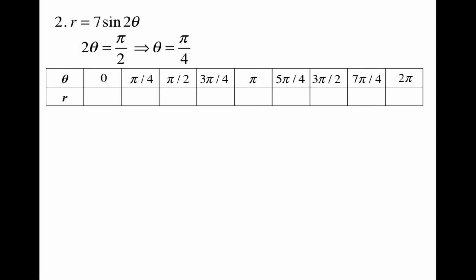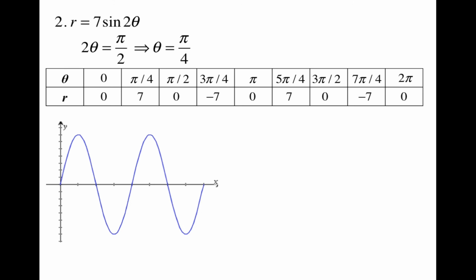All right, so you're going to graph r equals 7 sine 2 theta. Let's see how you did. So you set the argument 2 theta equal to pi over 2. So I'm going to go in increments of pi over 4 again, just like before. I'm going to plug in each one of these into 7 sine 2 theta to get the following values.